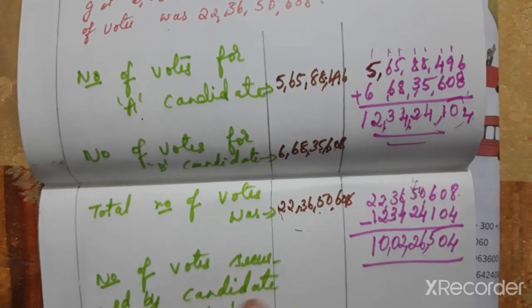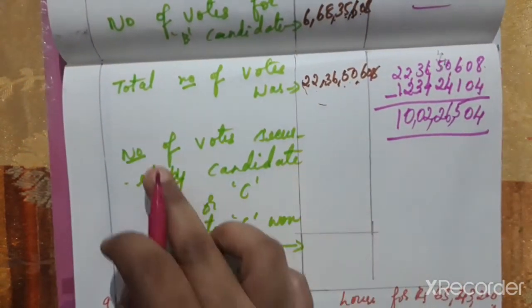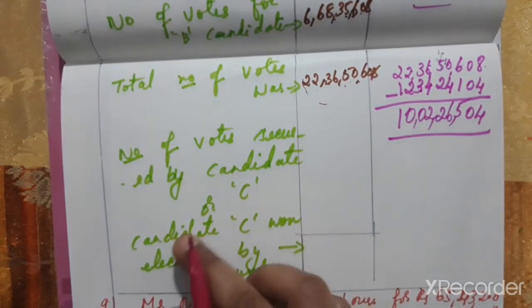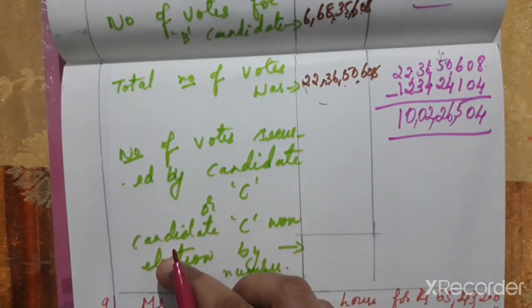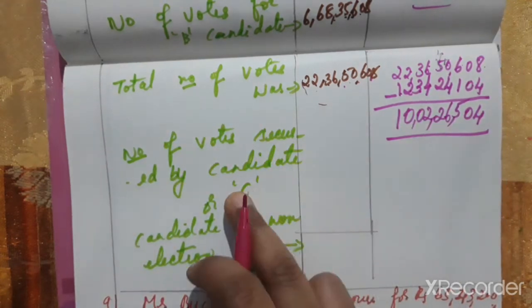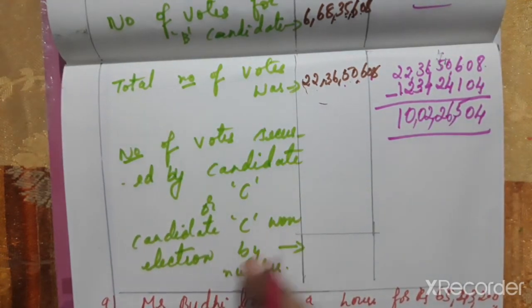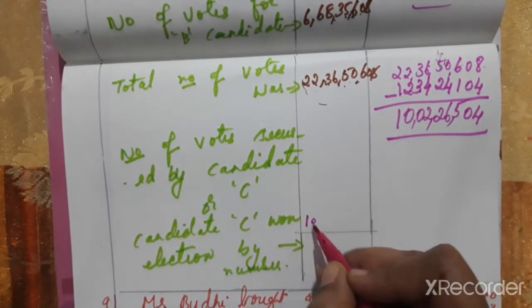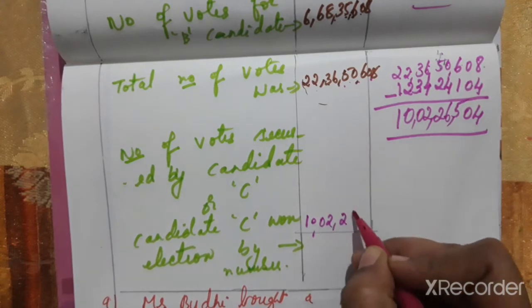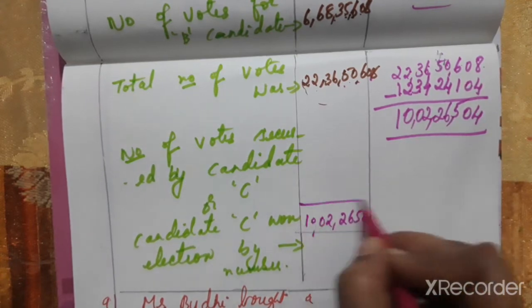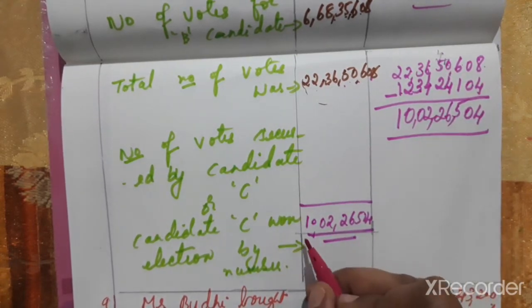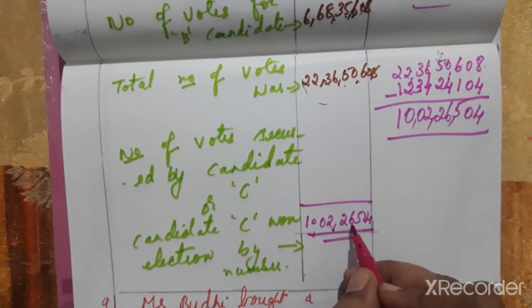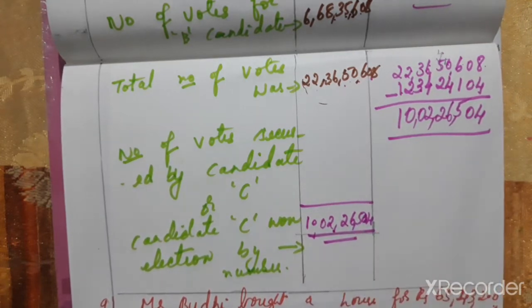The number of votes secured by candidate C, and who won the election, is also asked in the question. We can write the sentence: candidate C won the election by how many votes? 10 crore 2 lakh 26,504. This is the answer: 10 crore 2 lakh 26,504.